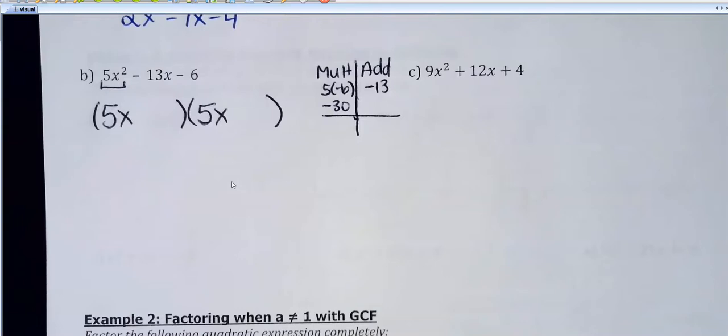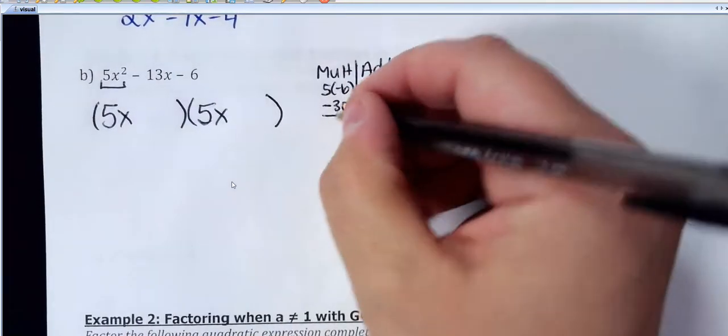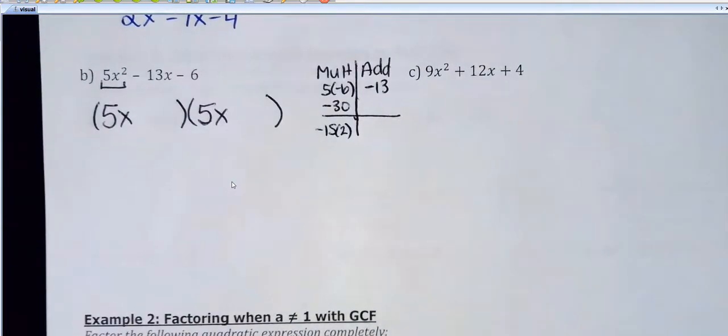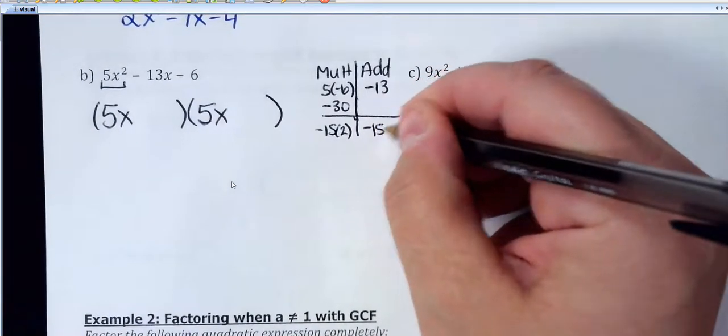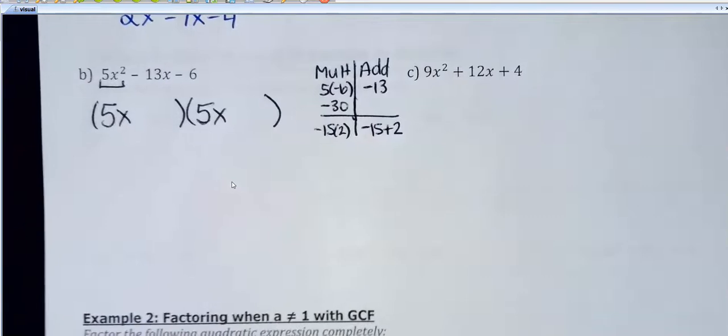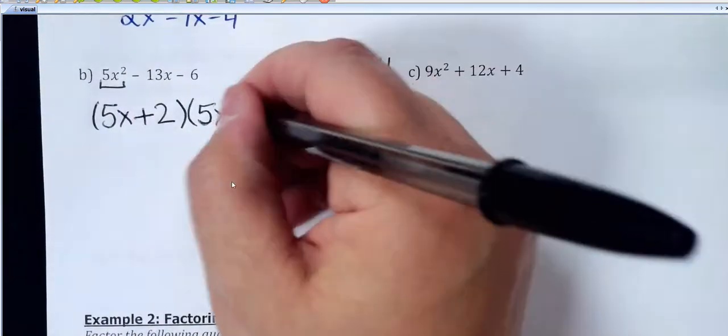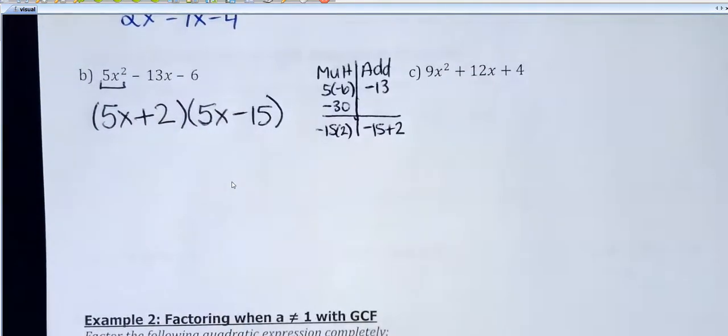This one's kind of tricky, so think about it before you answer. What two numbers when I multiply them would give me negative 30, add them, get negative 13? Negative 15 and 2. Thank you. Okay, a lot of time people say 10 and 3, but that will not work here. It has to be negative 15 and positive 2. That'll multiply to give you negative 30, negative 15 plus 2 is the negative 13. Okay, so you're just going to fill in your factors. So just make one of them a plus 2 and make the other one a minus 15.